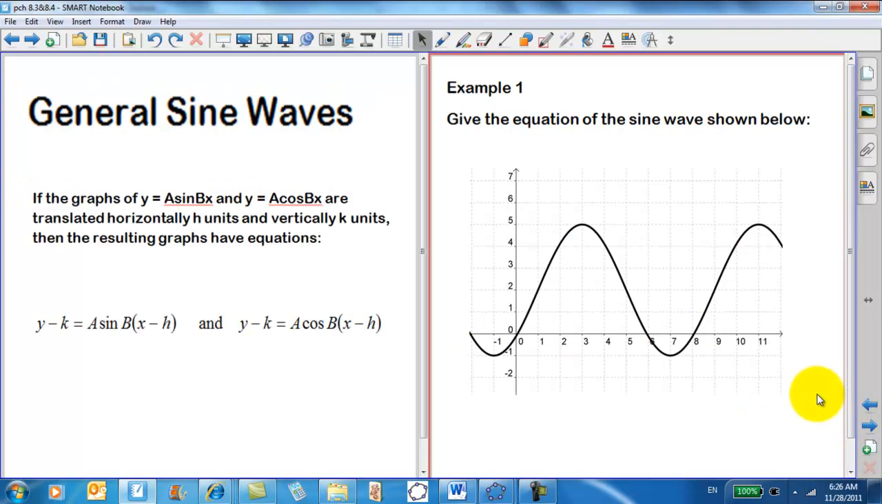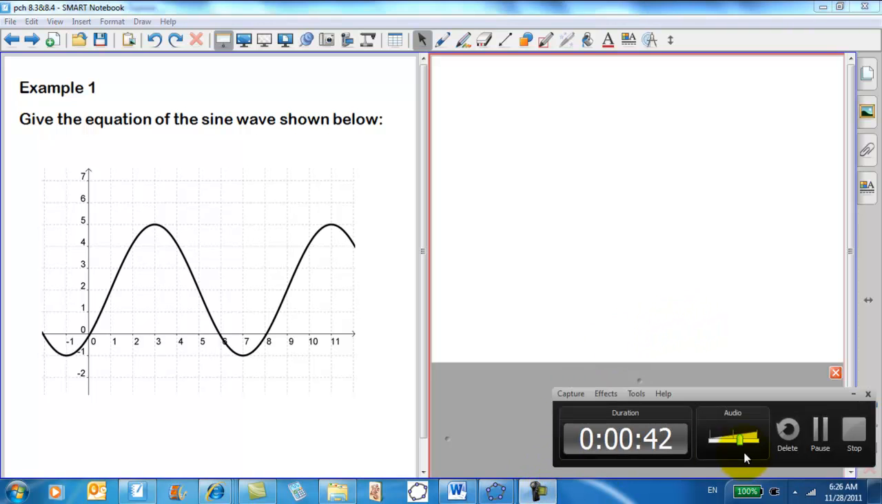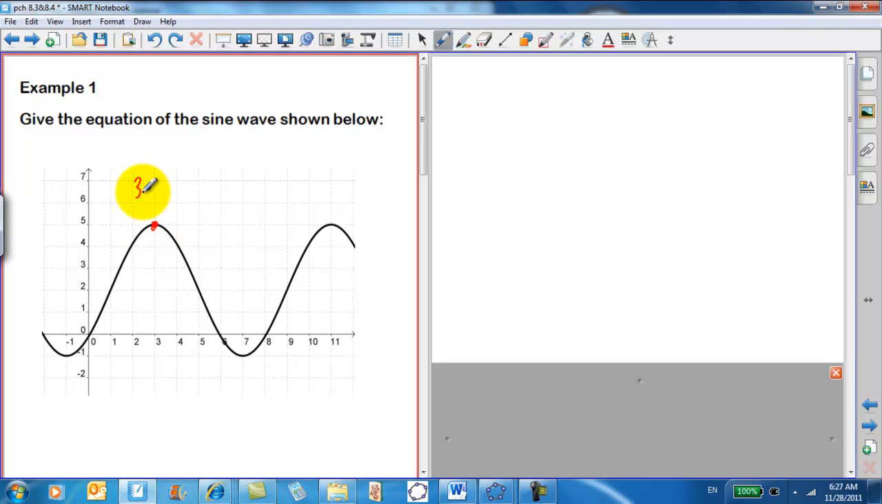So give the equation of the sine wave shown below. Well, let's get some of the key information off of this and see what we can come up with. A lot of kids like focusing on the cosine because it's easy to find the peaks. And sure, we've got a peak here at 3,5, and then another peak here at 11,5. So from peak to peak is the period. So we get the period is equal to 8.